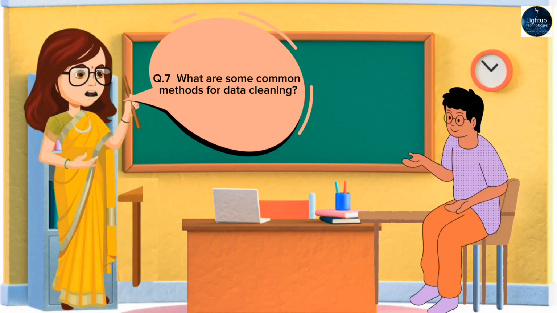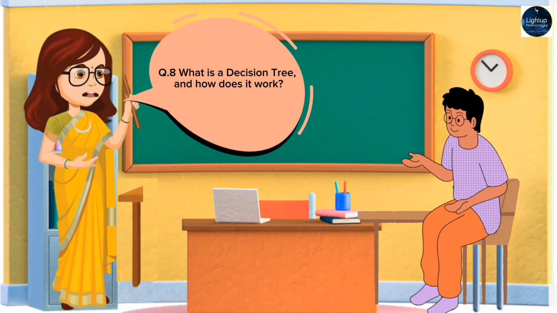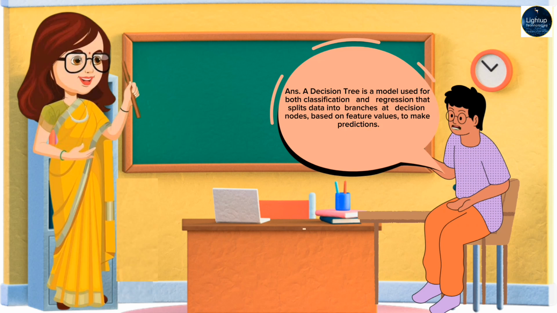What are some common methods for data cleaning? Common methods include removing duplicates, fixing structural errors, filtering out outliers, handling missing values through imputation, and validating data accuracy. What is a decision tree and how does it work? A decision tree is a model used for both classification and regression that splits data into branches at decision nodes, based on feature values, to make predictions.